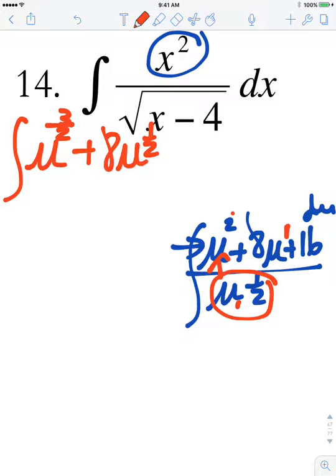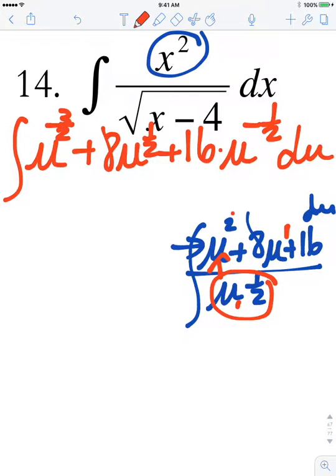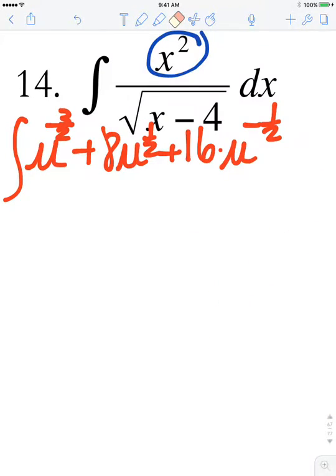And 16 divided by u to the 1/2. Well, there is no u here, so I'm just going to write this as 16 over u to the 1/2. But remember, you can write this as 16 times u to the negative 1/2. So that's actually what we're going to do. So plus 16 times u to the negative 1/2 du. Okay, so now we can actually integrate. So let me go ahead and make us some room. The hard part's done. The hard part is done.